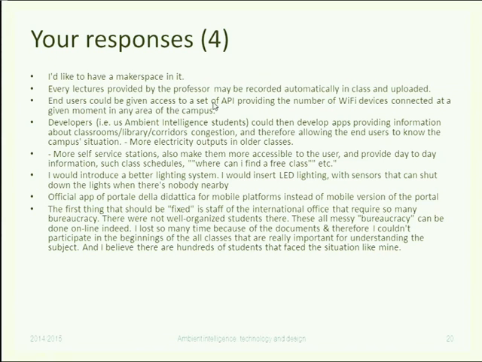End users could be given access to an API to provide the number of Wi-Fi devices connected at a given moment in any area of the campus. But it's not a project by itself, but could be a sensor that estimates the number of persons. I don't know how easy it is to get this information, but it's one sensor value that we can imagine using. Developers could then develop apps to provide information about classroom and library congestion, which is linked, of course, to the previous sentence.